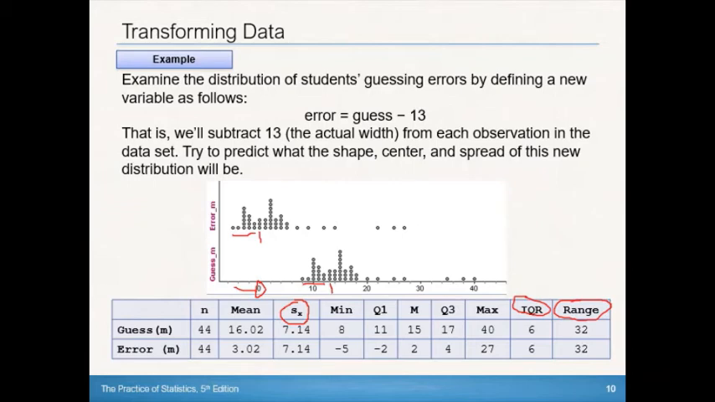But notice the measures of location. So like the minimum, the maximum, Q1, Q3, the median, and the mean. All of those measures of center and position did change, and they indeed changed by exactly 13.